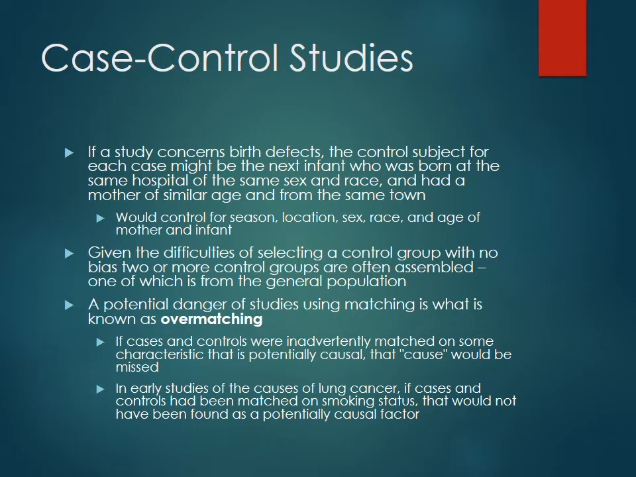One thing you may do, though, if you are using matching, is what is called overmatching. This could be a case where cases and controls were inadvertently matched on some characteristic that is potentially causal, and that cause would be missed. Right, so if I were to match them on something like gender, and gender is actually one of the causal factors here, I'd be missing that. Another example would be in early studies of causes of lung cancer, if cases and controls had been matched on smoking status, that would not have been able to be found as a potential causal relationship. So you need to keep those things in mind.